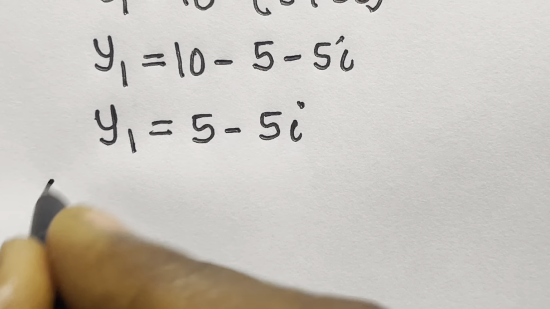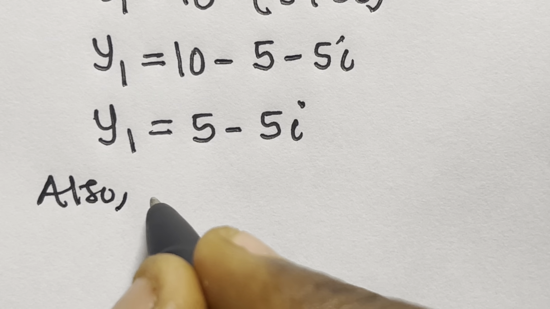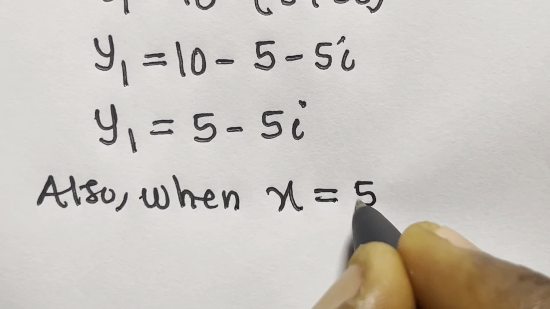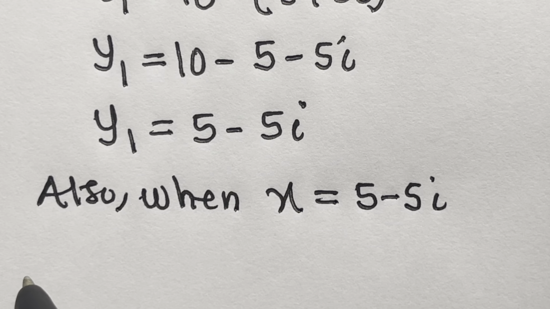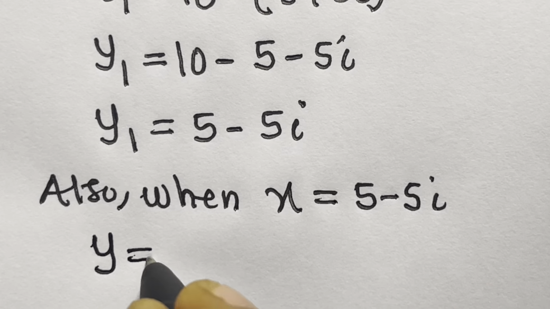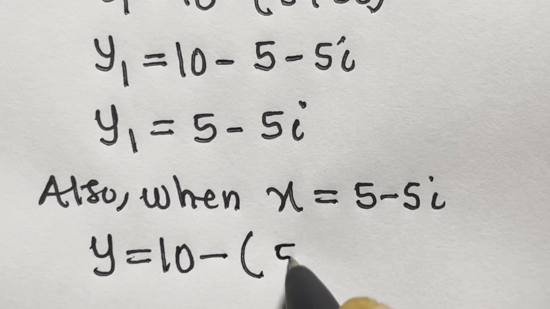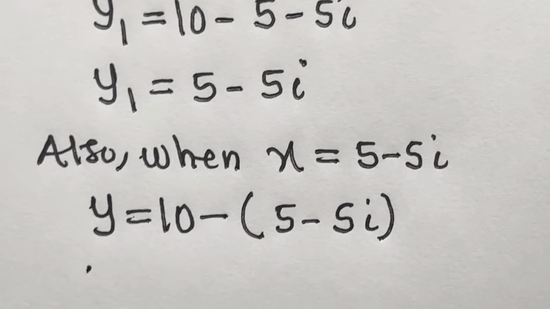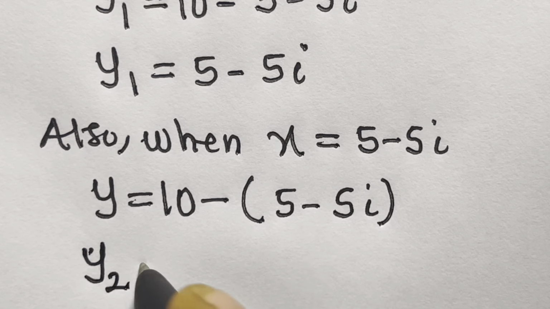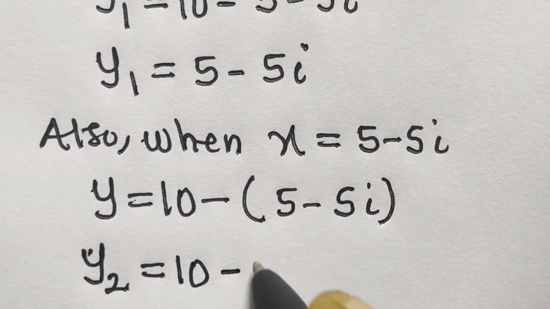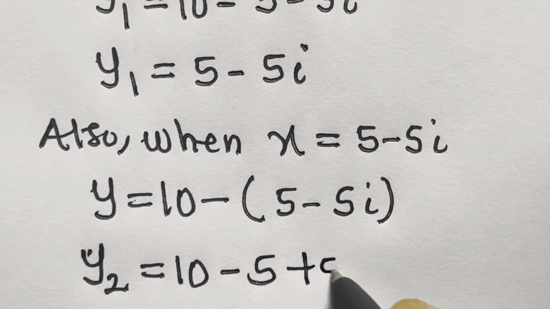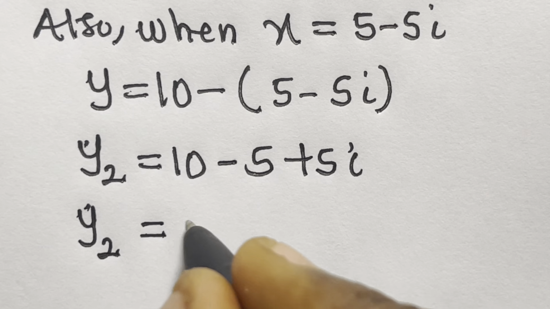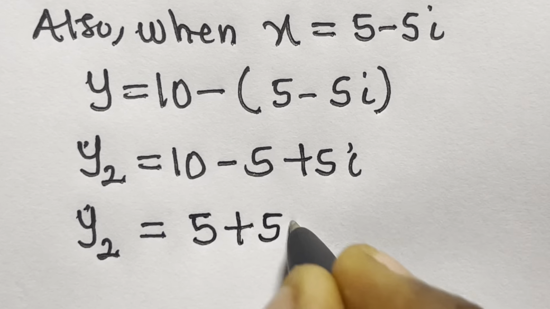So also when our x equals 5 minus 5i, what will become the value of y? Our y will be 10 minus (5 minus 5i). We've already gotten our y1, so this one will be our y2 equals 10 minus 5. Use this minus to expand this, plus 5i. We have y2 equals 10 minus 5, which will give us 5 plus 5i.